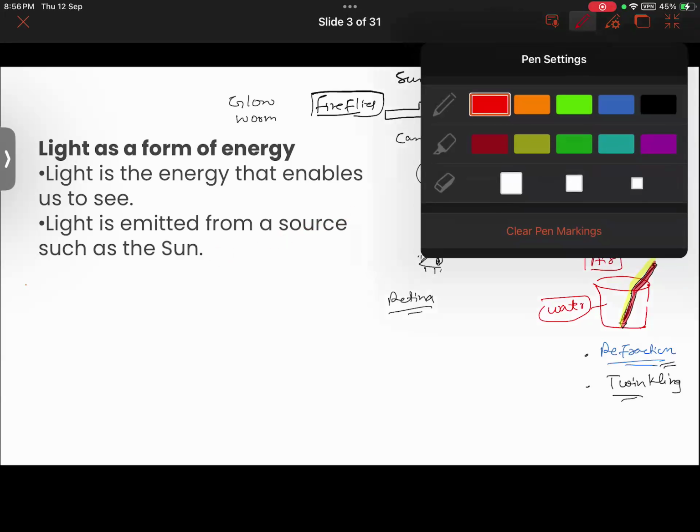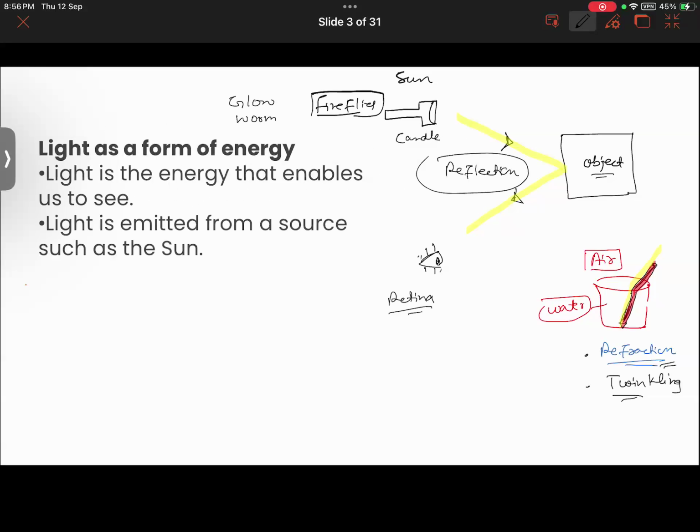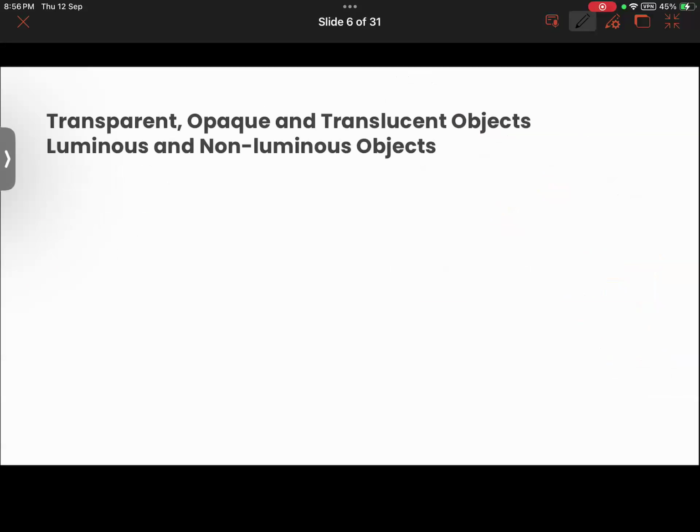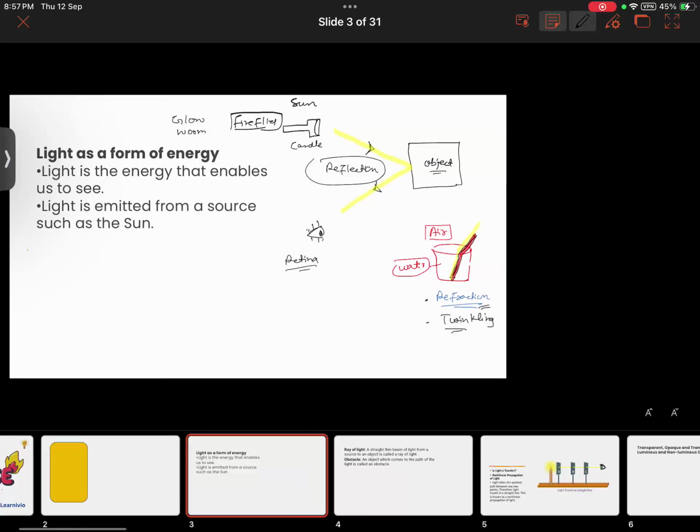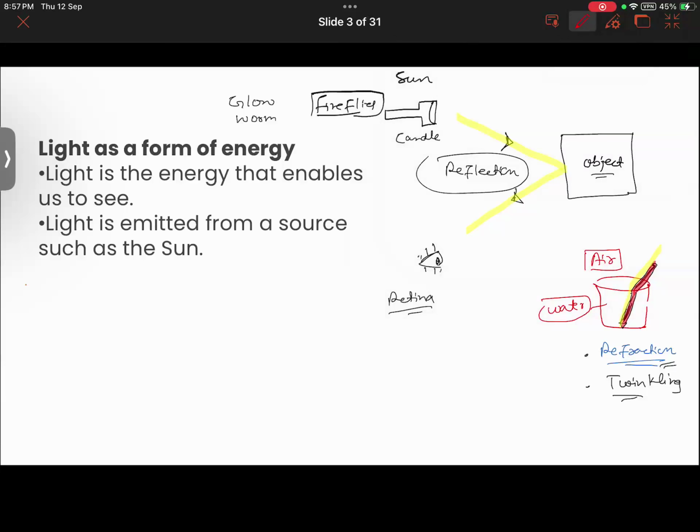On the basis of the source of light, we have two kinds of objects. One is called luminous and another one is non-luminous. Sir, luminous objects are the objects that produce light, and non-luminous objects depend on other lights; they won't produce light. Okay, so luminous objects emit their own light. That is the case.